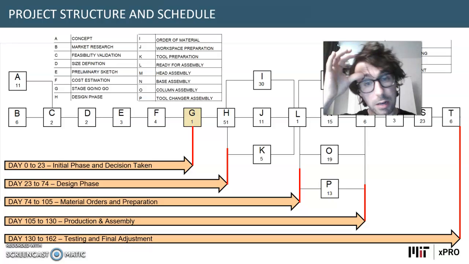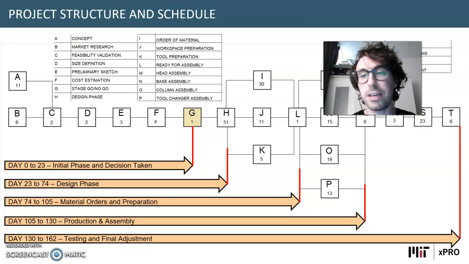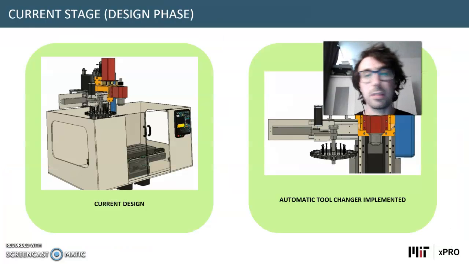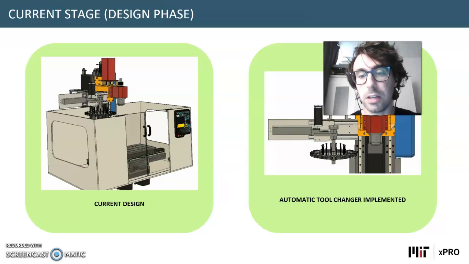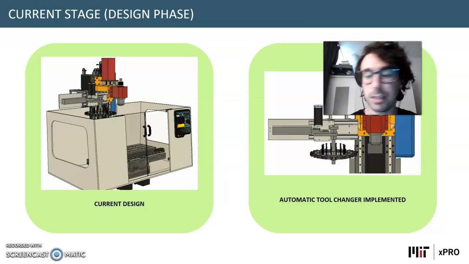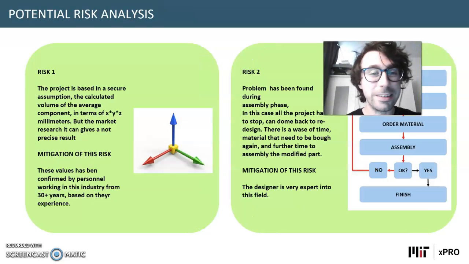Okay, now we have passed the G. G was an important milestone. It was after the feasibility study. We decided, is this idea valid on the market, or is it bad? And it seems valid, so we are going on. At the moment, this is the current design. So the CAD file is ready. We also implemented the additional automatic tool changer, and it's going on.